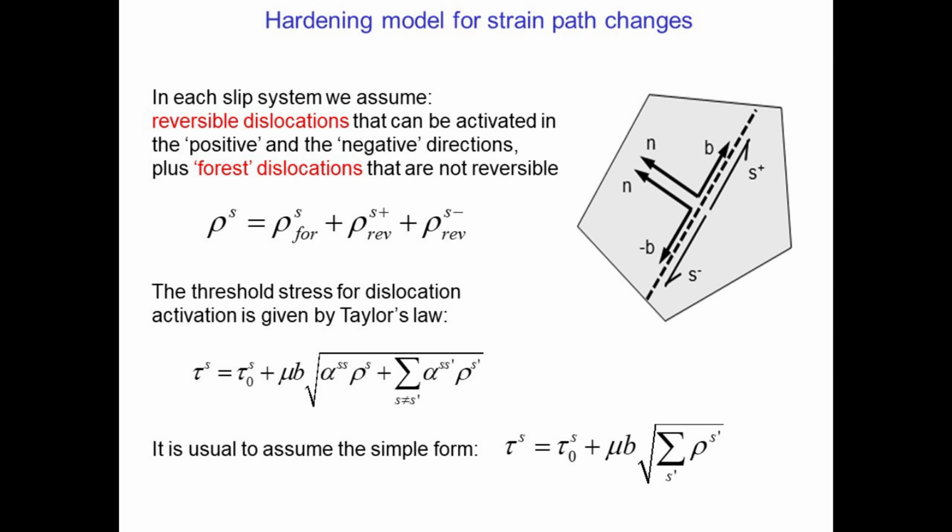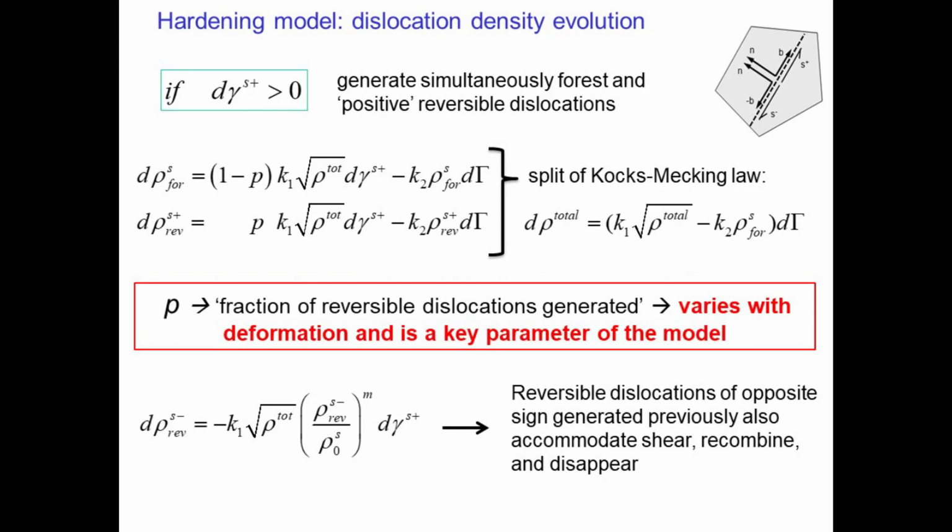So d rho total, if d gamma is positive, which here positive or negative is arbitrary. We say this Burgers vector is positive, this is negative. We decided that when d gamma is larger than 0, then we are going to form forest dislocations and reversible dislocations. And so we write this law for both of them. But here there is only the forest, here is only the reversible, and we add a parameter which is a fraction of reversible dislocation generated.